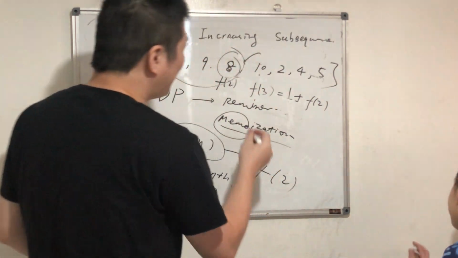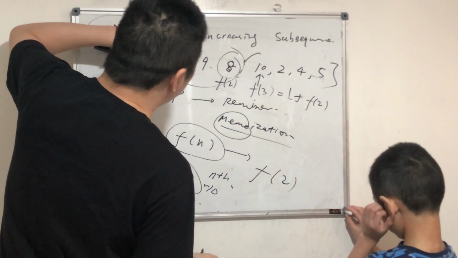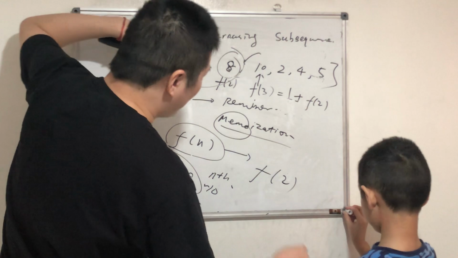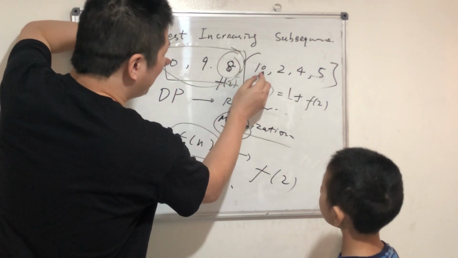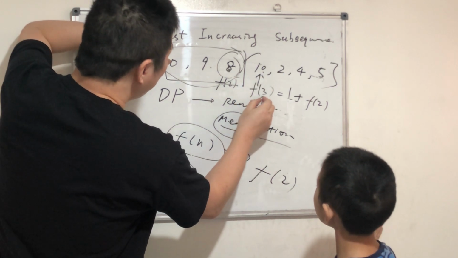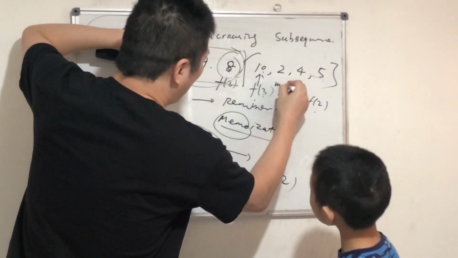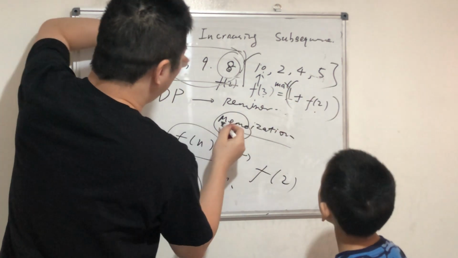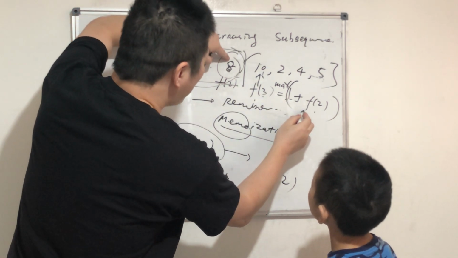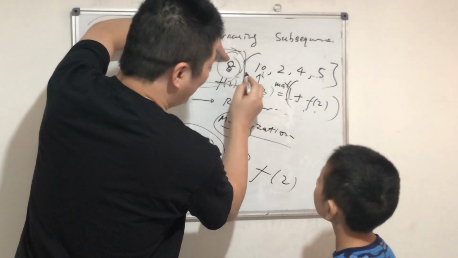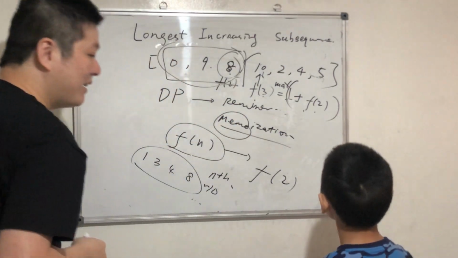So to compute F3, I need to check every number before it, from 0 to 3. I check if 0 is smaller than 10. If it's smaller than 10, then F3 equals 1 plus F0, but I want the maximum of these. Then 9 is smaller than 10, so 1 plus F1. A is smaller than 10, so F2 plus 1. Got it? Do you understand?